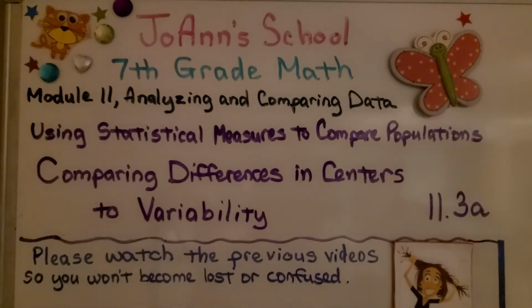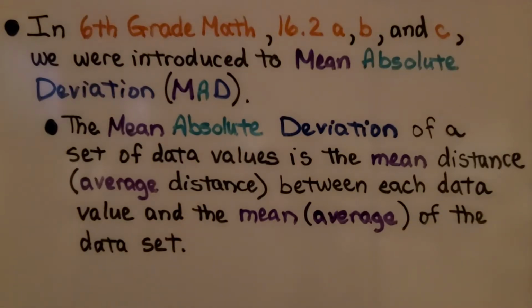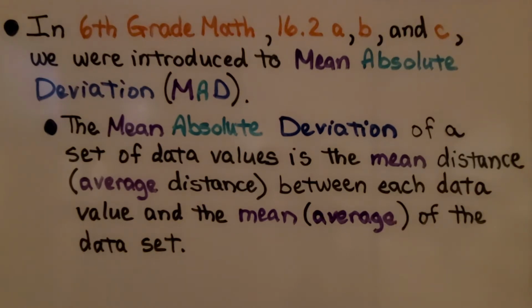Lesson 11.3a, comparing differences in centers to variability. In sixth grade math, 16.2a, b, and c, we were introduced to mean absolute deviation, MAD. The mean absolute deviation of a set of data values is the mean distance, the average distance, between each data value and the mean, the average, of the data set.